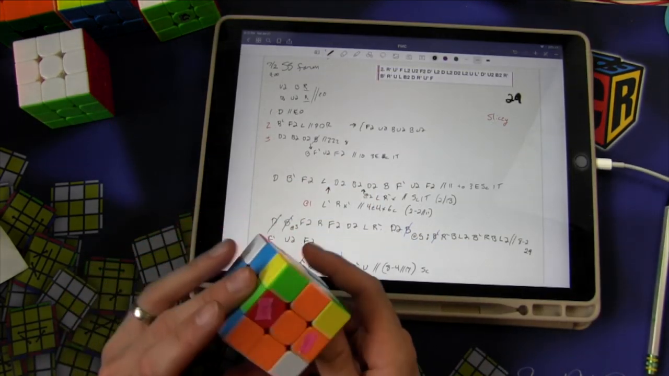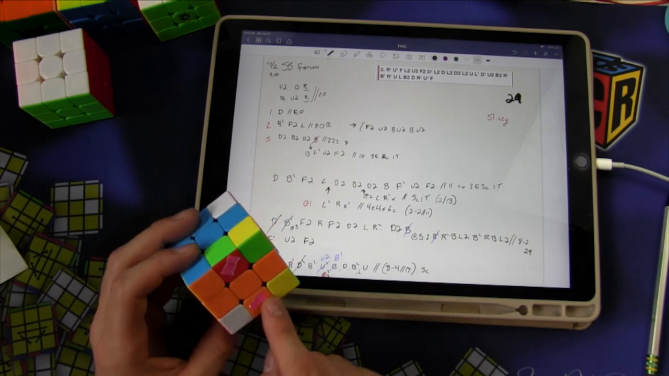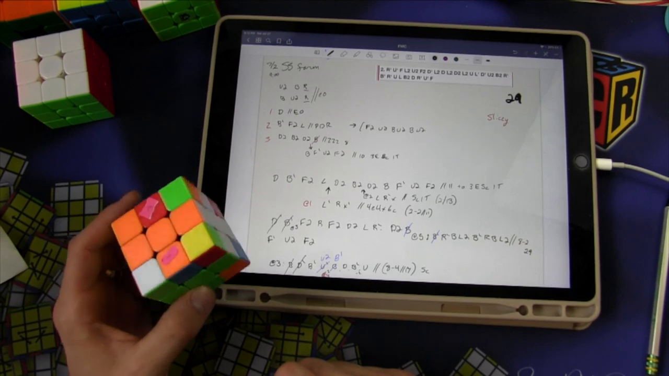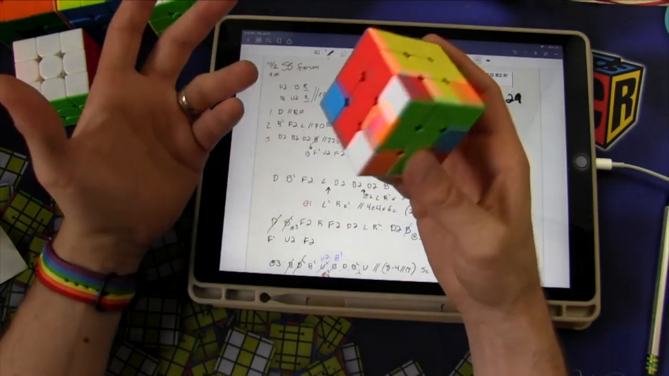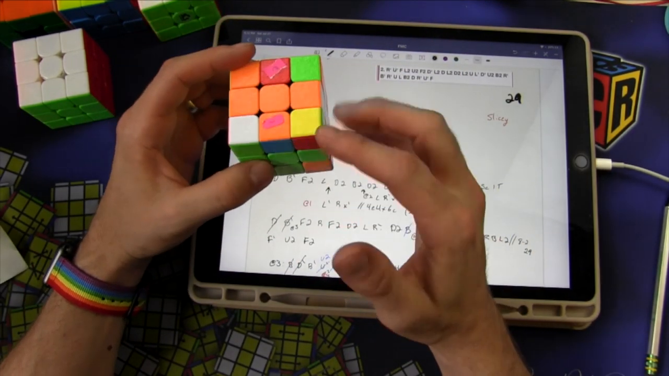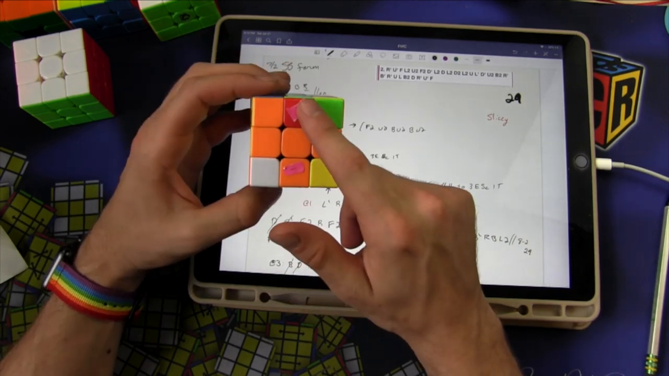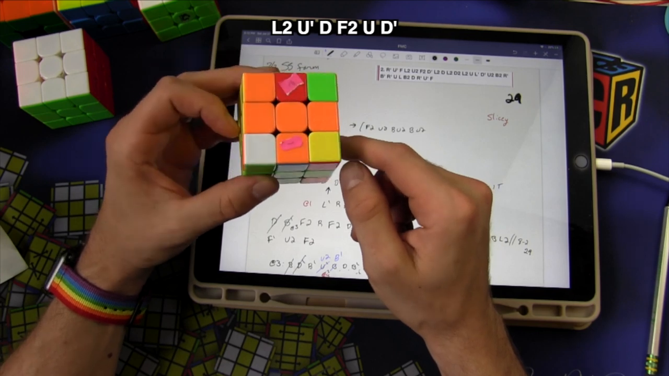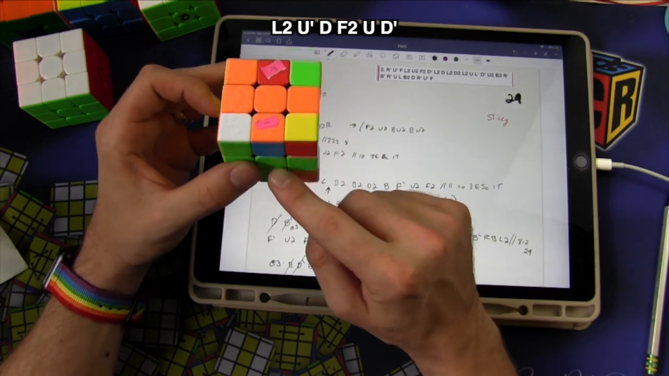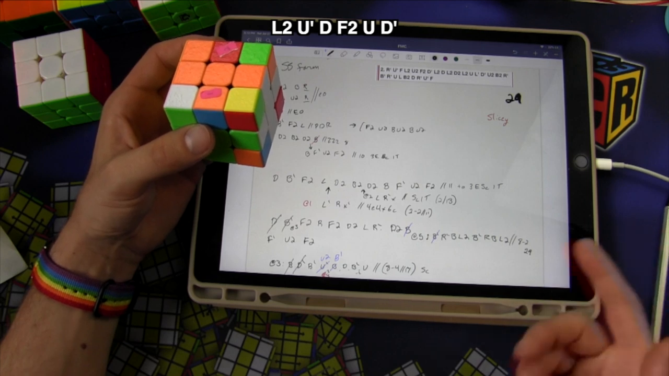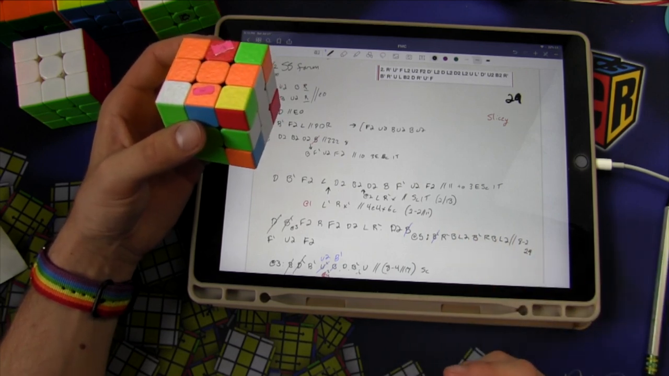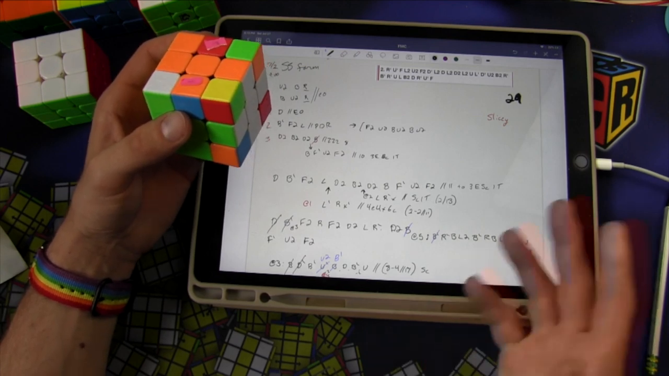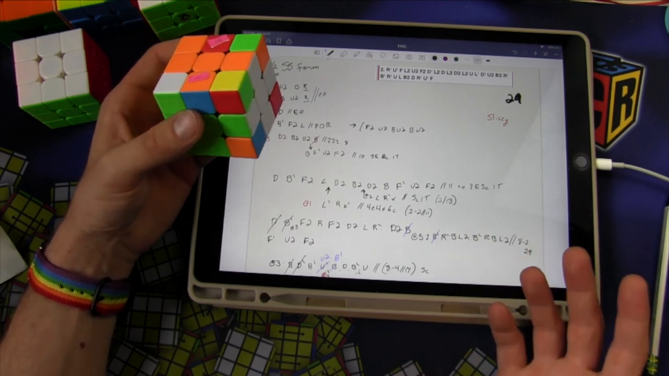Okay, and let's see here. We've got this one, this edge needs to go to here, to two, and that red needs to go to there. Okay. So now this is actually a really nice spot for an insertion, because with that one needing to go to two, I could actually just do L2 and then U prime D F2 U D prime. And those six moves wouldn't be too bad, but I don't really want to have 17 moves to fix six corners. So let's see if we can do some slices.